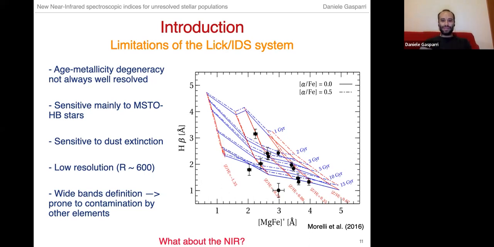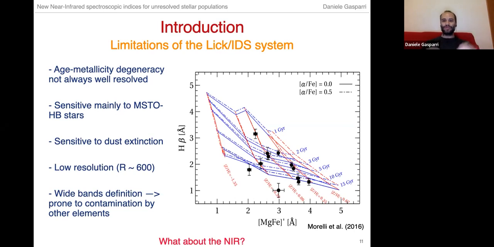For example, you can see that for low values of Mg Fe, the model grids are overlapping. This means that for the points that fall in this region, we cannot say their age or their metallicity. We cannot disentangle age and metallicity. They are degenerate. Then the Lick/IDS system has some other problems.